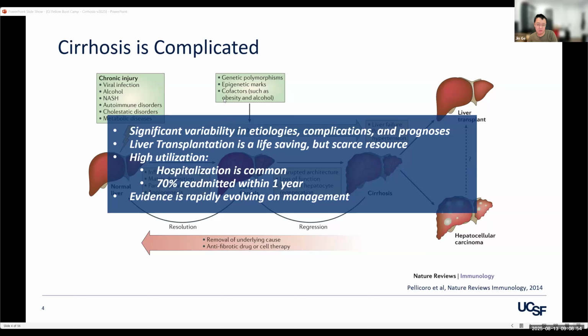And because of the nature of cirrhosis complications, I'm sure you've seen this as internal medicine residents, hospitalizations are very common for this patient population. They tend to get readmitted pretty quickly. They have an extremely high mortality rate in the hospital. And the evidence for cirrhosis management is actually evolving very rapidly because of the variety of the different decompensations.